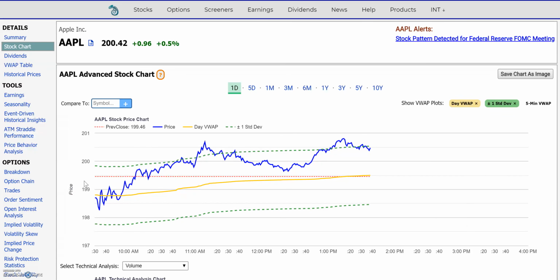I wanted to demonstrate to you how to read a VWAP graph, and I'm using Apple Computer as an example here. The VWAP is this yellow line over here, which is the volume weighted average price and how it progresses throughout the day. And this is a very important indicator because most large institutions, mutual funds, large hedge funds will use the VWAP as their benchmark for order quality execution.